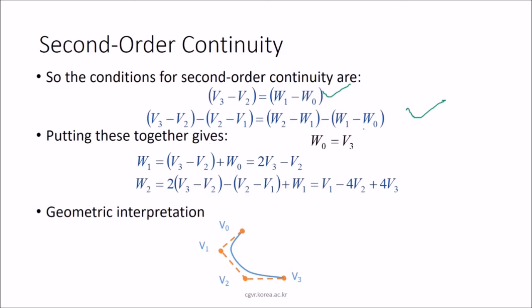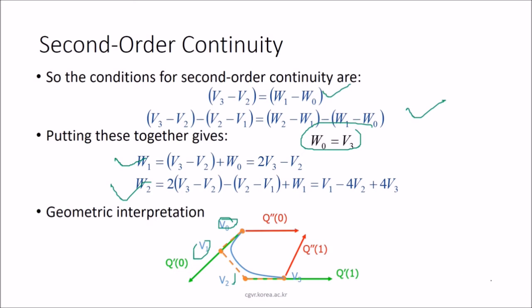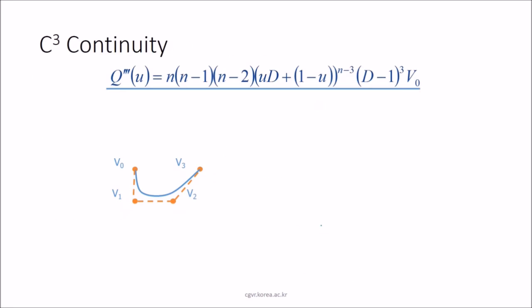So putting these together, like w0 is equal to v3, we get w1 like this and w2 like this. We are just rearranging and placing the values which we have already seen. So the geometric representation is v0, v1, v2 and v3. And see, this is q dash 0, this is q dash 1, and now we have q double dash 0 and q double dash 1, the second order derivatives.